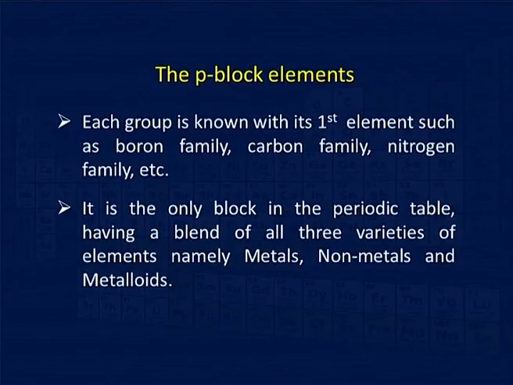The 18th group is the 0 group, consisting of elements such as helium, neon, argon. Each group is known by its first element, such as the boron family, the 13th group, carbon family, nitrogen family. Likewise, it is the only block in the periodic table having a blend of all 3 varieties of elements, namely metals, non-metals and metalloids.